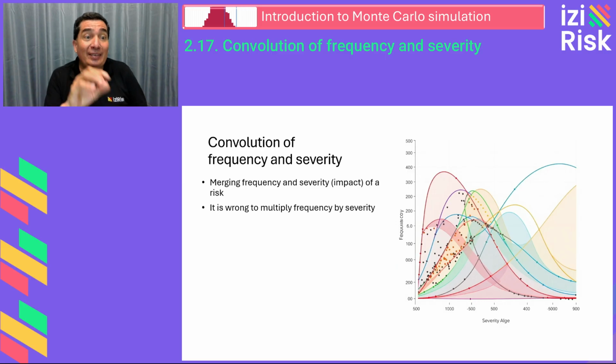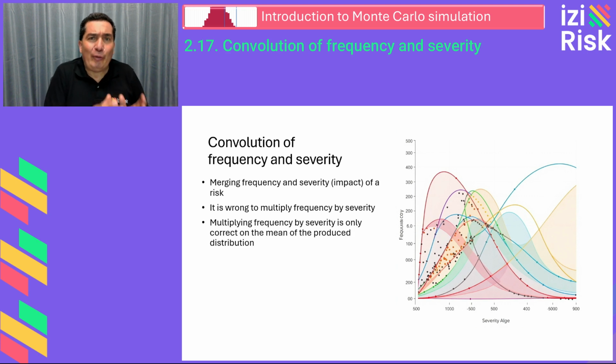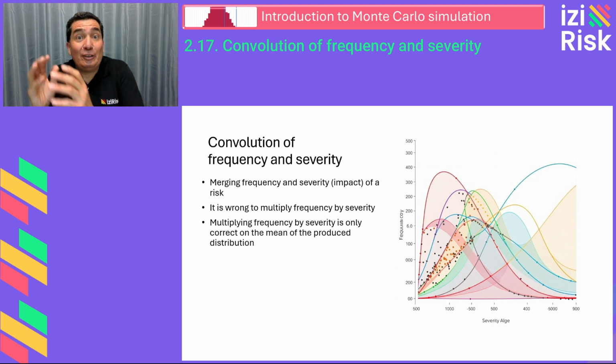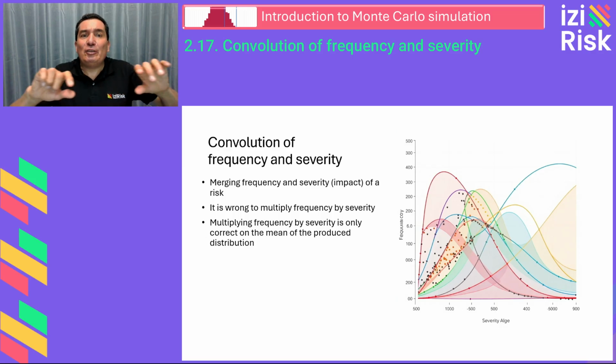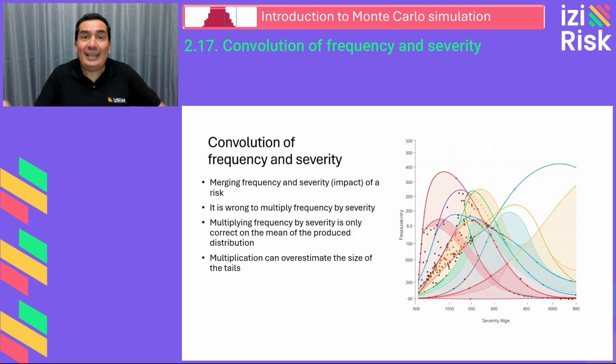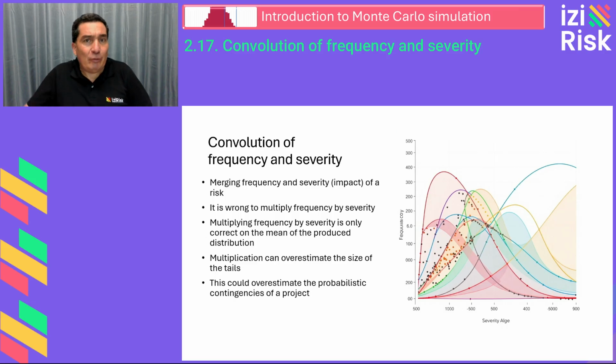Here, a common mistake inherited from the qualitative risk domain often occurs: simply multiplying frequency by severity. Multiplying frequency and severity is correct only when applied to the mean. However, it does not yield accurate values at the extremes of the resulting distribution. This can lead to overestimating the size of the tails, resulting in undesirable consequences, such as incorrectly calculating probabilistic contingencies.